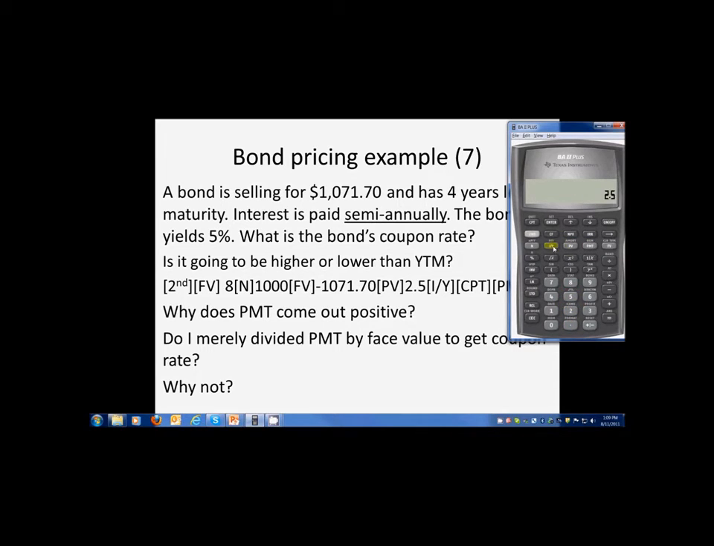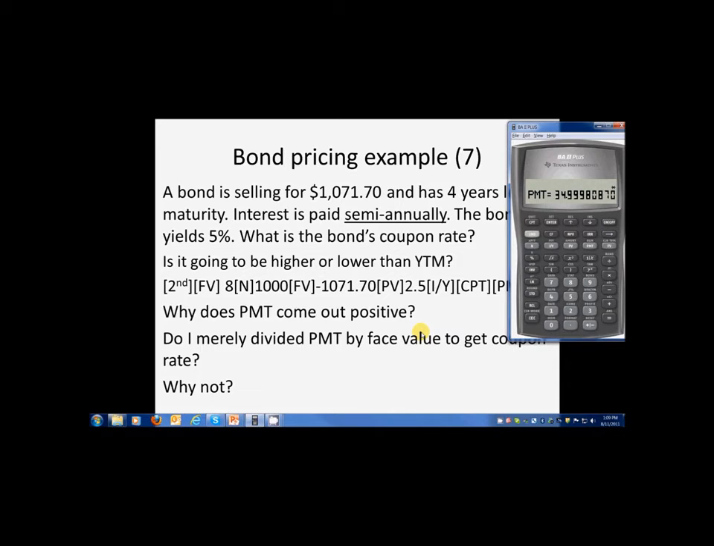2.5 I per Y. Why? Because we have 5% yield to maturity. That means 2.5% per semi-annual period. And at this point, we're ready to compute the payment. So our coupon amount here is $35 every 6 months.